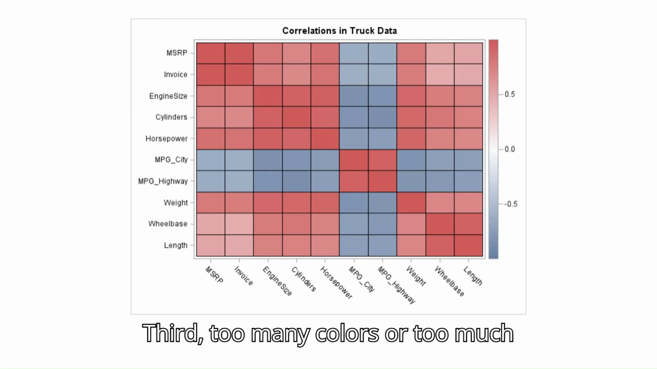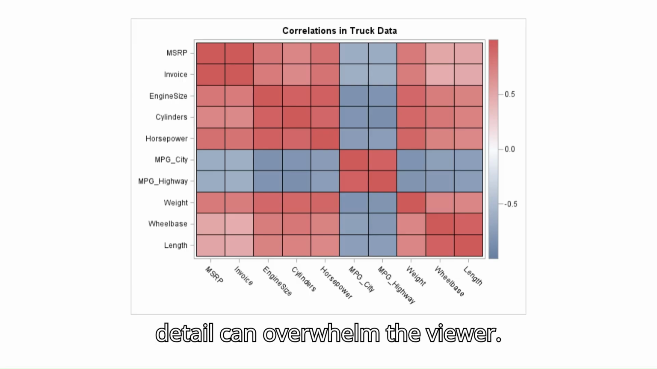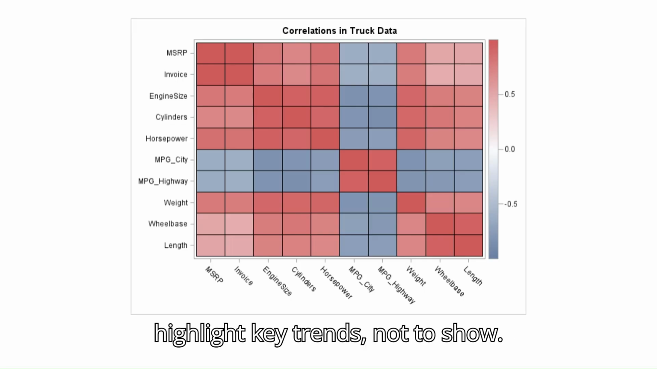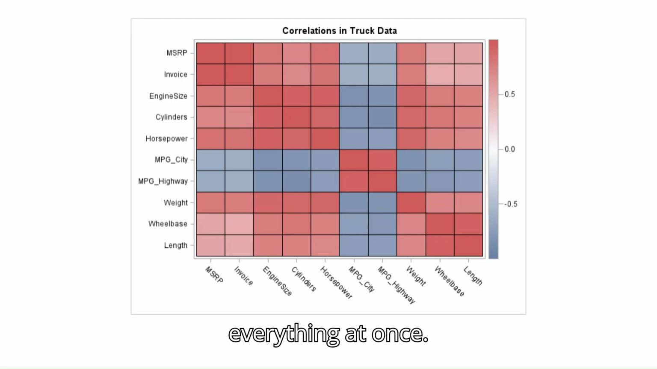3. Overuse can be confusing. Third, too many colors or too much detail can overwhelm the viewer. Heat maps work best when used to highlight key trends, not to show everything at once.